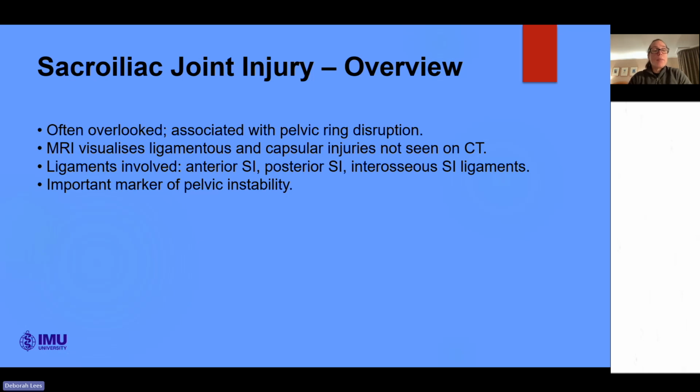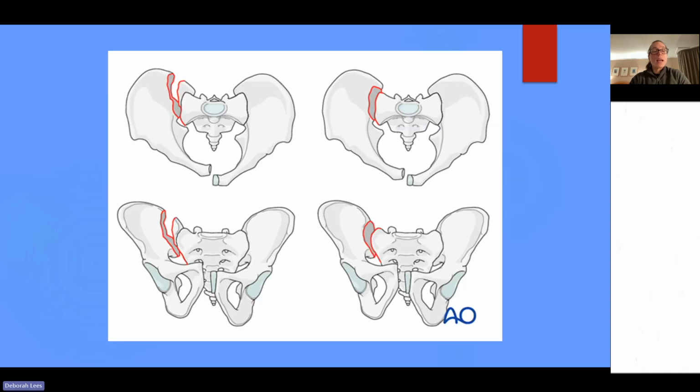So your MRI is going to visualize your capsule, is going to look at your ligaments, not necessarily seen on the CT, and you want to be sure of the anterior and posterior sacroiliac ligaments, because it gives you an indication of the nature of the injury. So this is the type of sacroiliac disruption that we get. I'm not going to ask you this classification, but I just want you to know that if you've got any trauma, you do need to look at the sacroiliac joints.